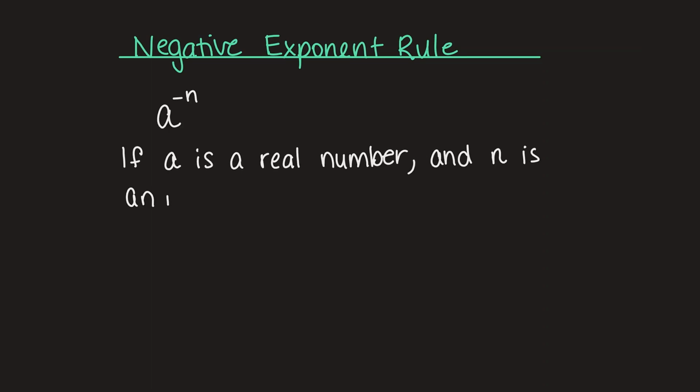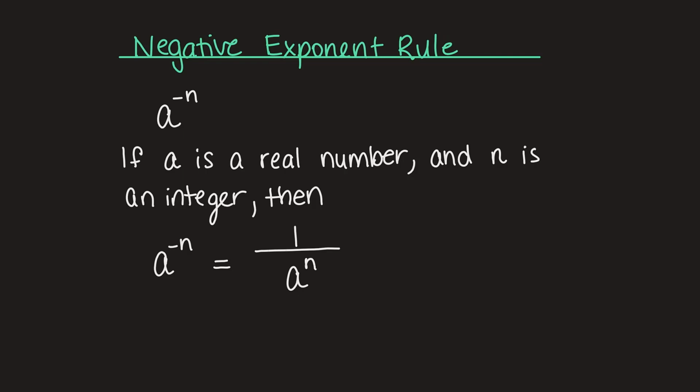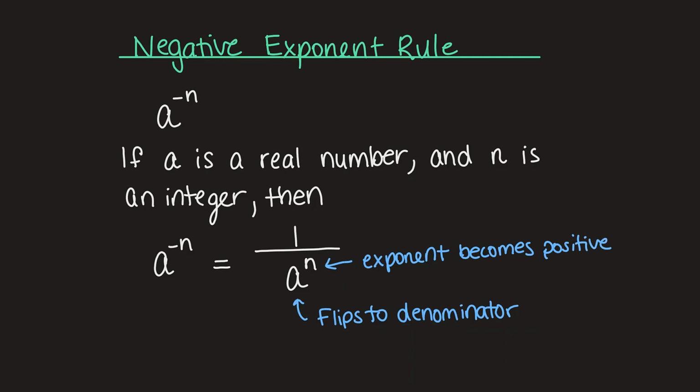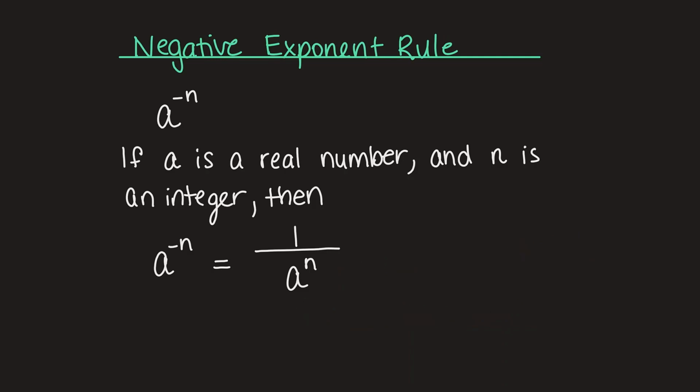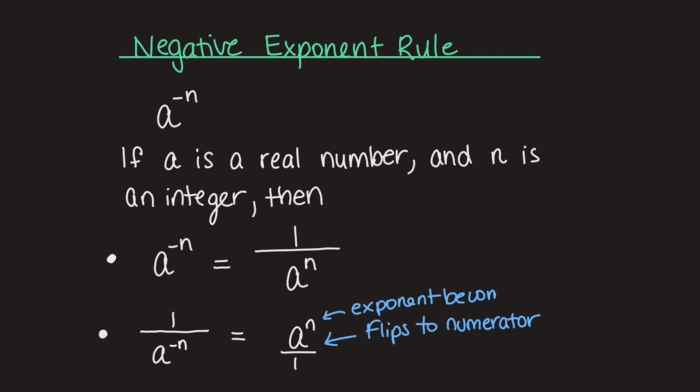So this will be our negative exponent rule. If we have a base raised to a negative exponent, we can rewrite this as 1 over a to the n, where the expression flips to the denominator and the exponent becomes positive. And if the base with a negative exponent is in the denominator, then this will flip to the numerator and the exponent becomes positive.